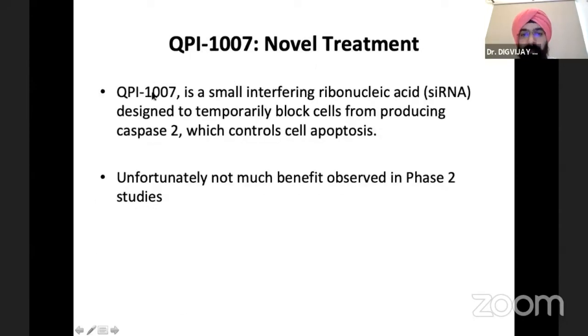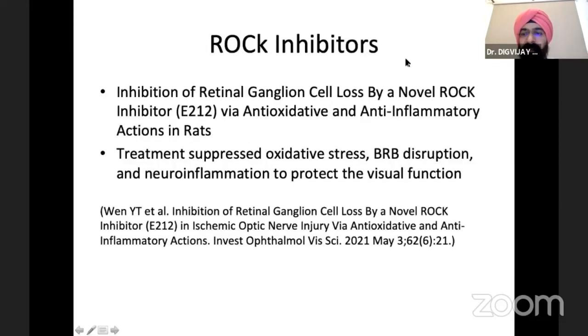There was a study going on recently about a small interfering RNA called QPI-1007. It was a novel agent that was thought to prevent cell apoptosis. Unfortunately, not too much benefit was observed in the phase 2 studies from this. A few studies have now happened on certain other compounds as well, one of which is the ROCK inhibitors. So they've looked at that.